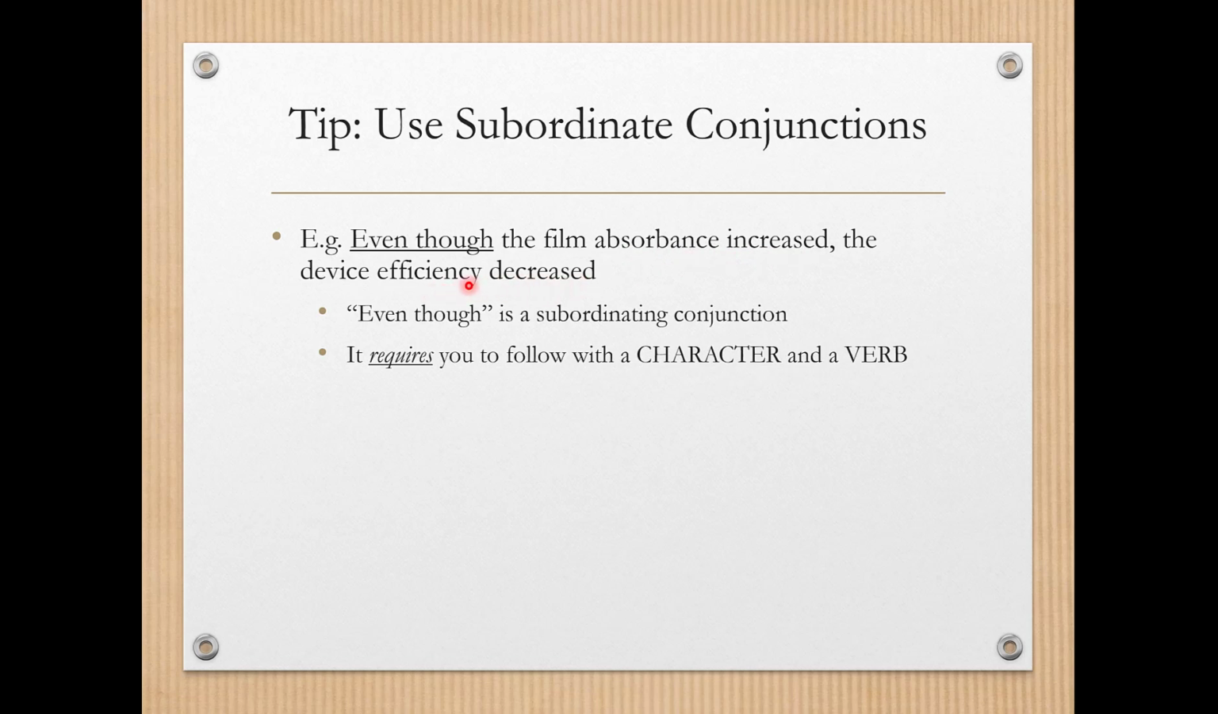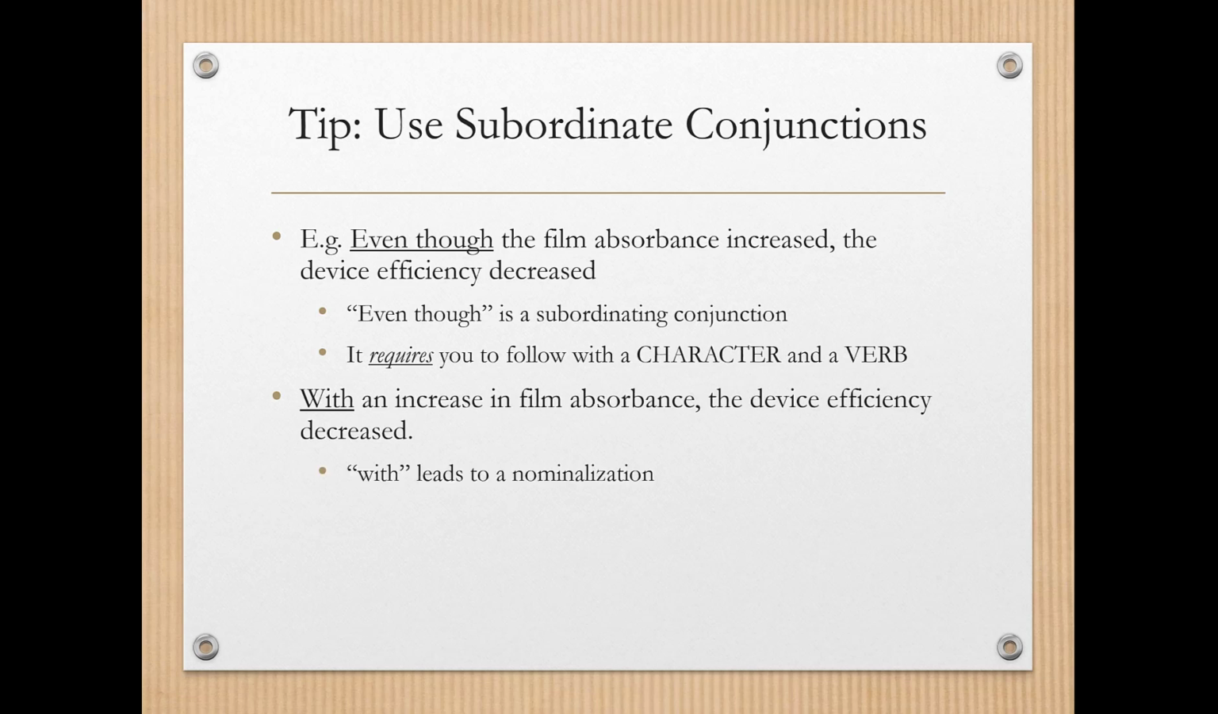So we follow up that first clause with a second clause that has both a character and a verb. In contrast, we could equally write the same sentence with a preposition. In this case, the preposition with actually leads to a nominalization.